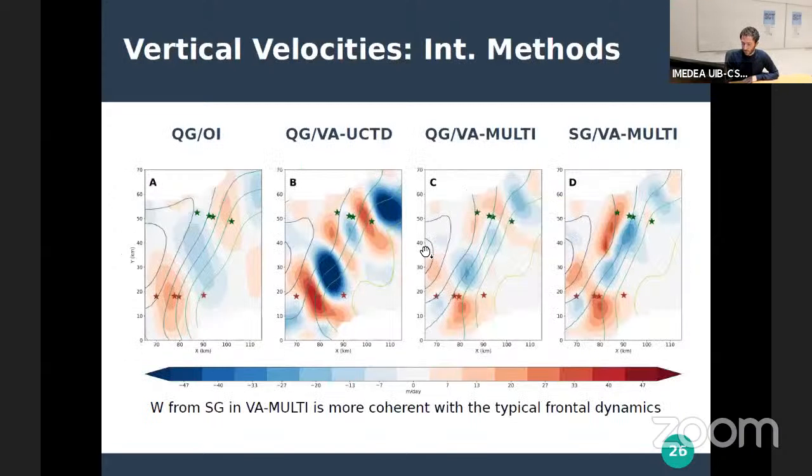Okay. So once we trust our horizontal velocity, let's pass to the vertical velocity. Starting from the omega equation applied to the optimal interpolated reconstruction, we can see how the magnitude is quite weak and there is not a clear pattern.